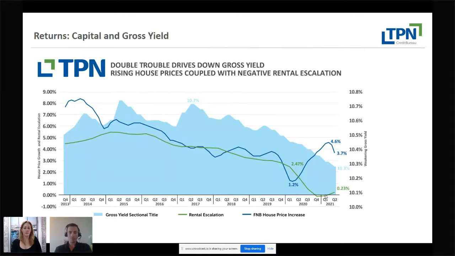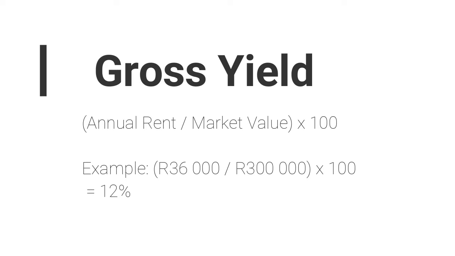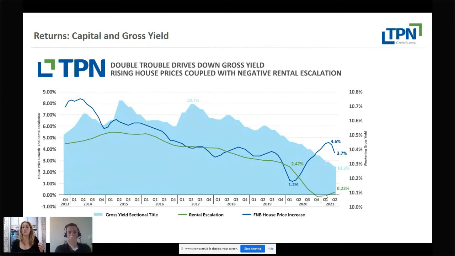A gross yield is very simply when you take the annual rent. So I'm taking a property of 3,000 Rand rent per month. My annual rent is then 3,000 times 12, that's 36,000 Rand. If my market value of that property is 300,000 Rand, can you see my rent is 3,000, 1% of my market value of 300,000. My gross yield on that calculation will be 12%. So what's important to understand about what drives your yield is your rental value and your house price value. And you want to see your market value of a house go up.